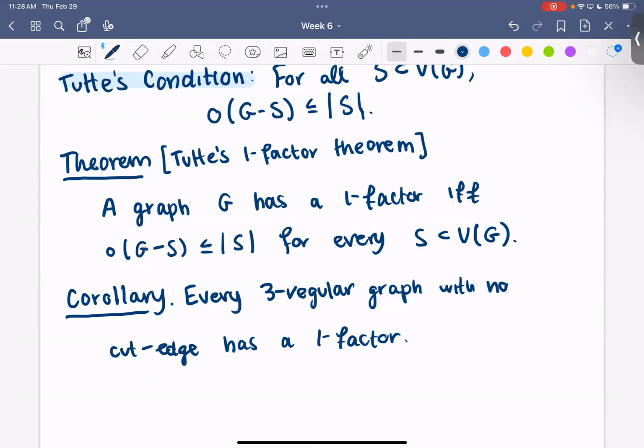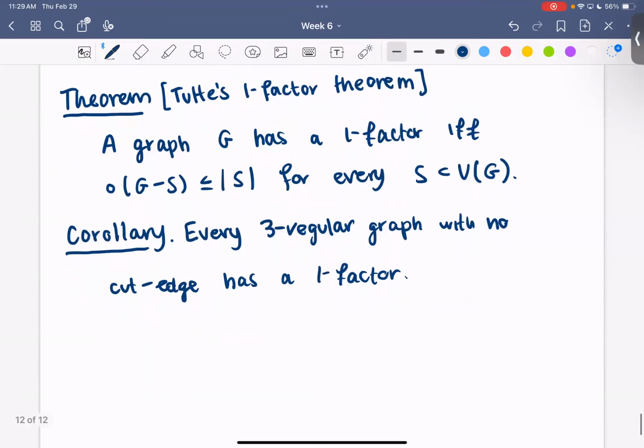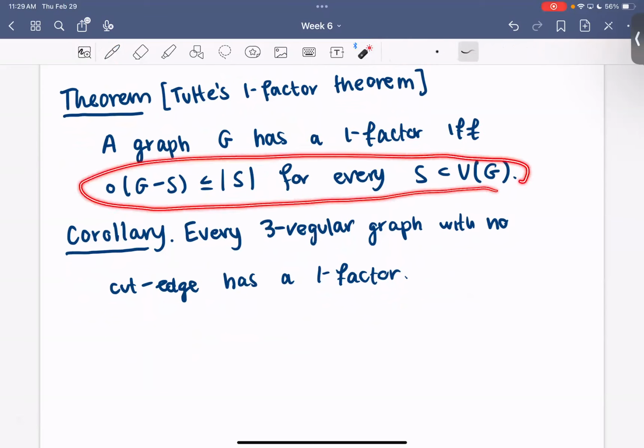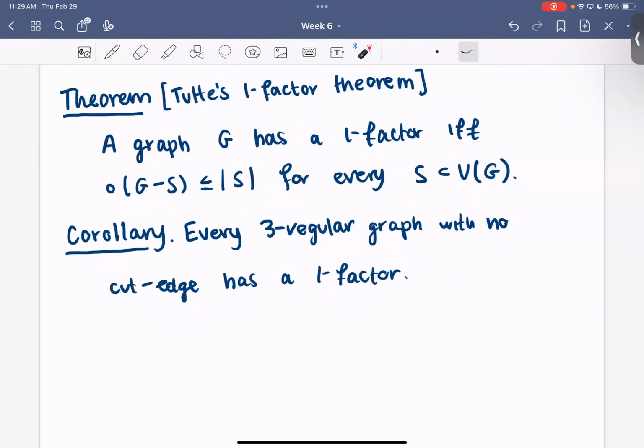So I'm going to give you maybe 5 minutes to think about how to prove this from Tutte's theorem. The hint is there's a corollary of Tutte's one factor theorem. So you should try and verify that this condition holds for any set S.